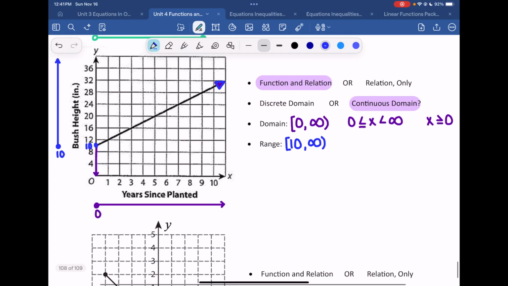Okay, we can do it as a sandwich. 10, y, infinity. Infinity, again, never gets the equal to, but the 10 has a closed circle, so that will be included. Or very simply, you can just say, well, the bush is 10 inches and higher. So the bush's height is y is greater than or equal to 10. So when it's real world, it does make sense if you think about it.